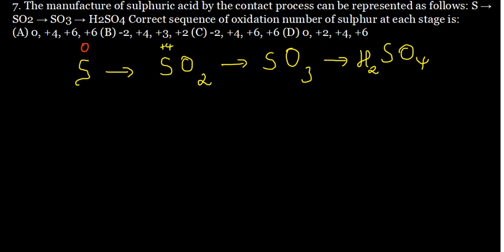If we go to the other one, which is sulfur trioxide, the oxidation number of sulfur, plus we've got 3 oxygens, each with a -2 charge, should give us 0 because it's not charged. So the oxidation number for sulfur is going to be +6.